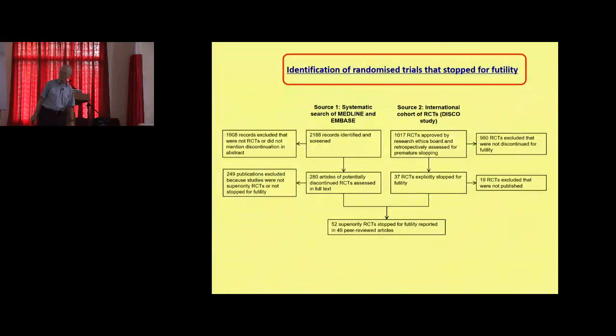That is a result. So anyway, in the end, by combining these two sources, we were able to find 52 studies that were superiority trials that had been stopped for futility, and they were reported in 49 articles, but we're actually talking about 52 different studies. Sometimes there was more than one trial reported in the same paper. So that's what we're going to be talking about now, the 52 studies that we actually looked at in detail.